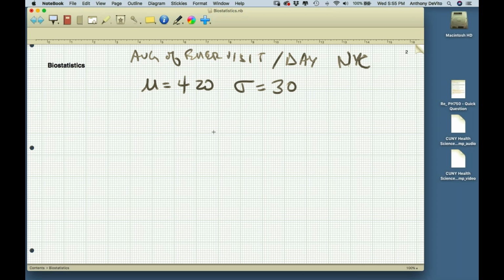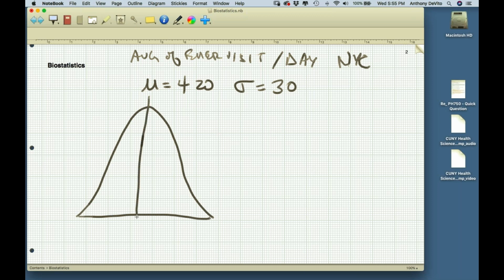Okay, so now if I draw that normal distribution, assuming it's a normal distribution, the mean mu is going to be in the center. It's going to be 420. Okay, and the standard deviation is going to be 30. Now let's say I wanted to know, first of all, something easy. What's the probability that I would pick out any given day, and check the number for that given day, and on that day it would be less than 420?